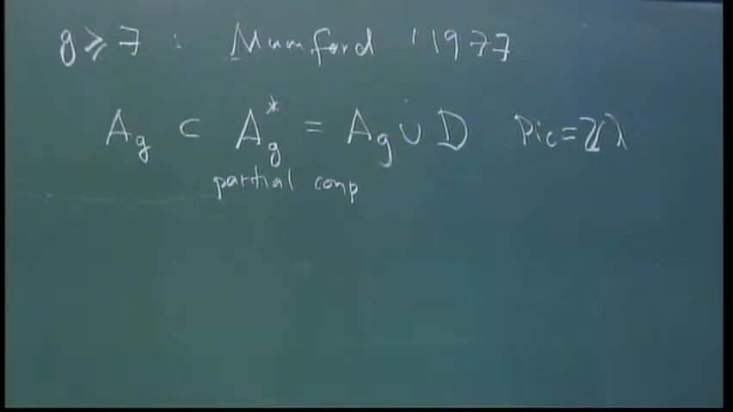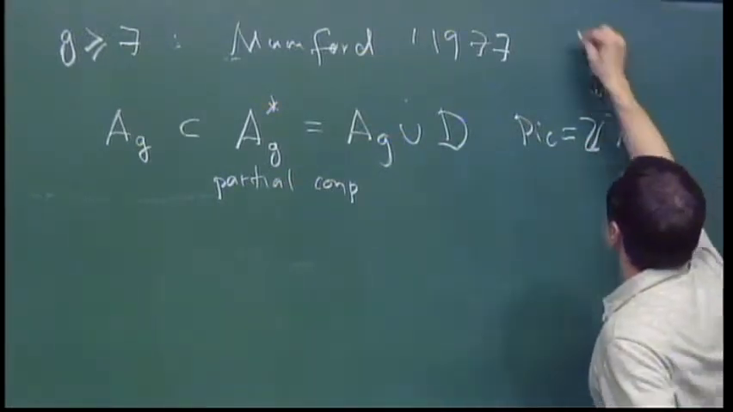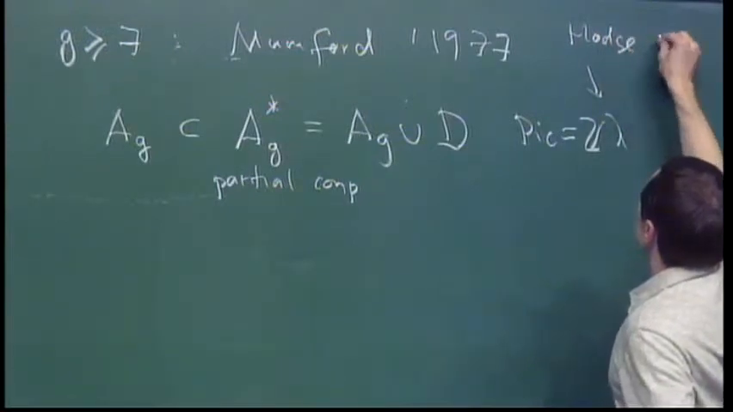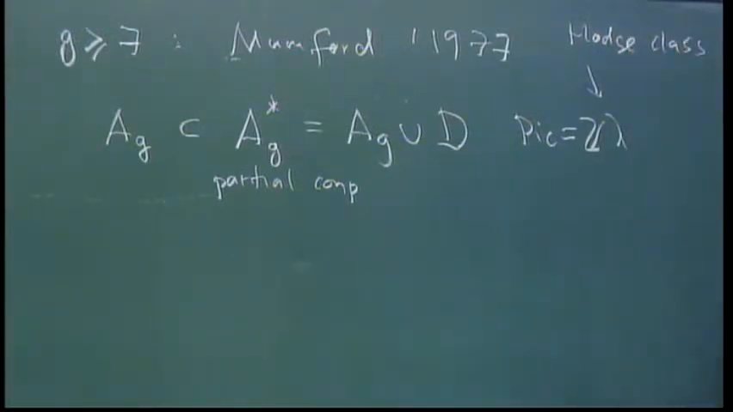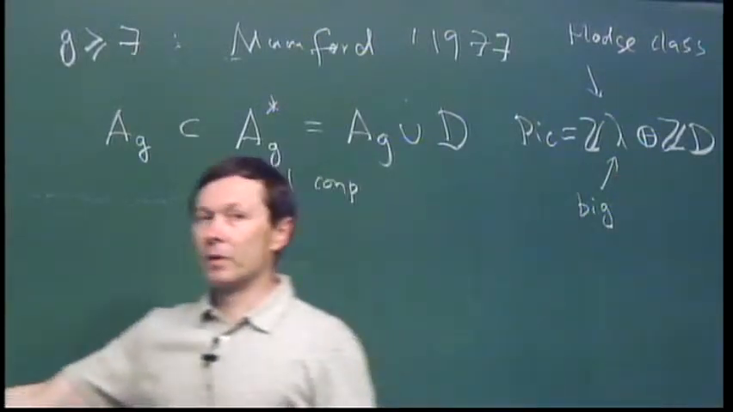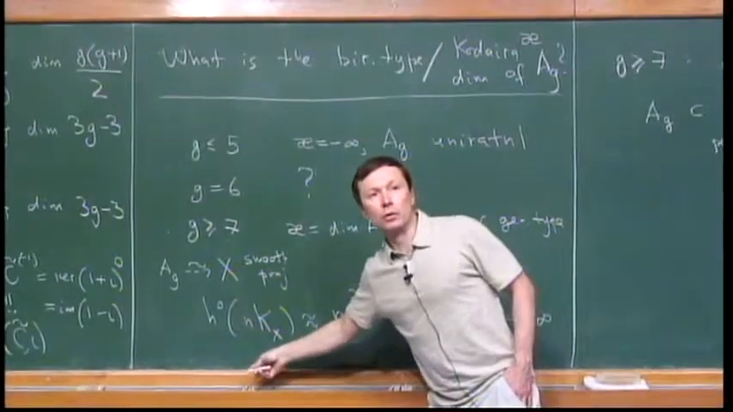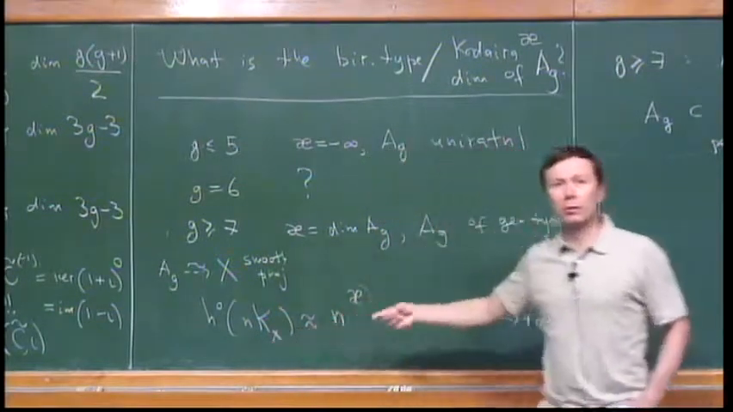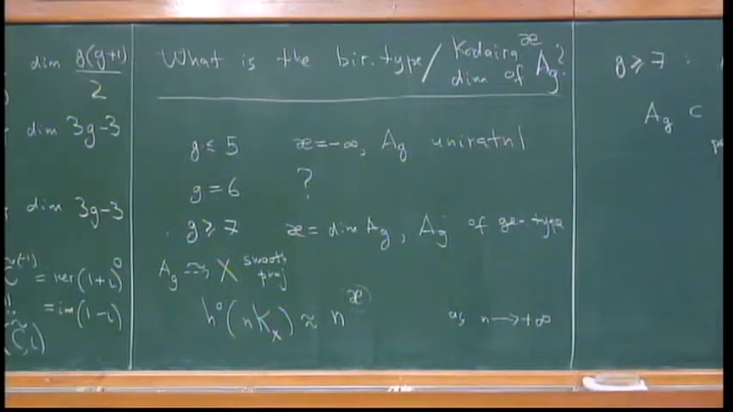And the Picard group of this variety is two-dimensional. It's generated by two generators: the Hodge class, mentioned several times already in this conference, and then you added a divisor, D. And the Hodge class is big in this sense, that if you look at a big multiple and look at the sections, then it grows maximally.